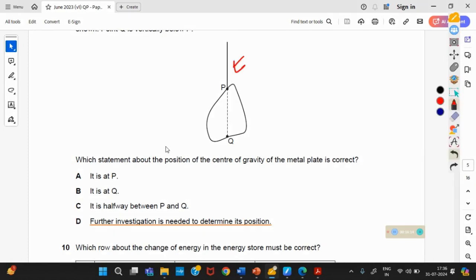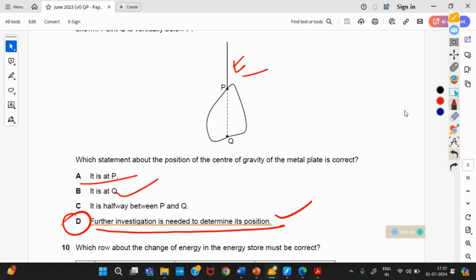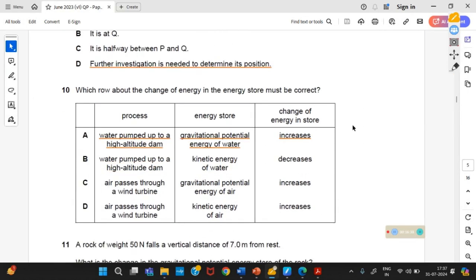Since it is an irregularly shaped body, there is a procedure to find the center of gravity if a body does not have a perfect shape. Again, please watch a video. The link is attached here. And it is at P, it is at Q, we cannot say. D is the correct answer. Further investigation is needed to determine its position.